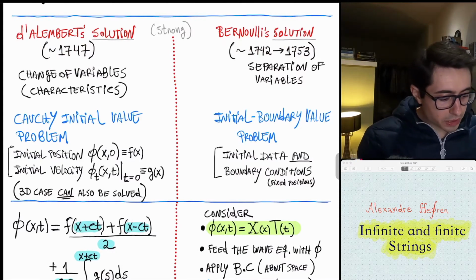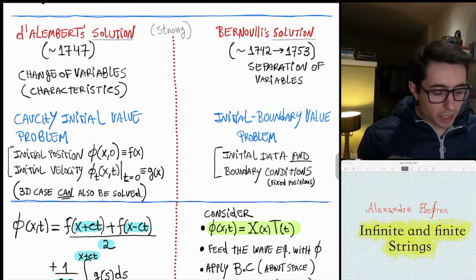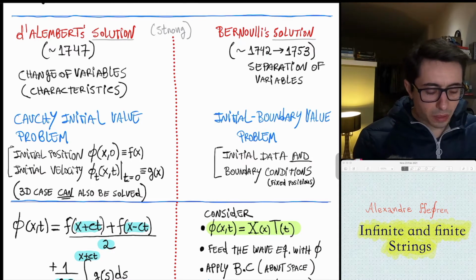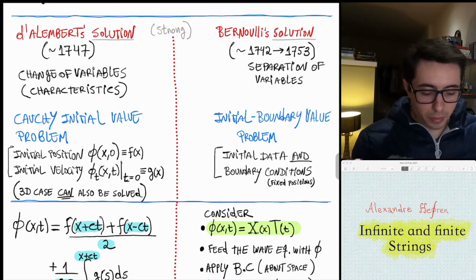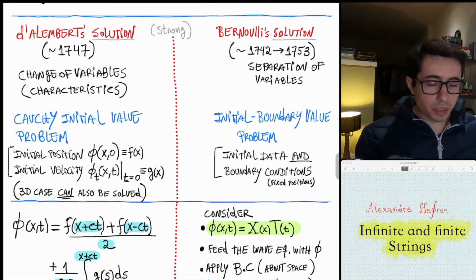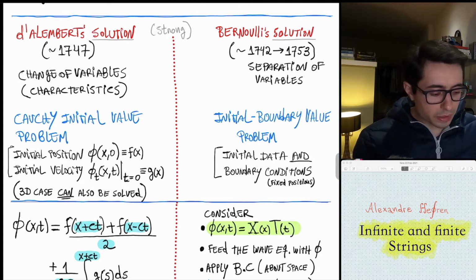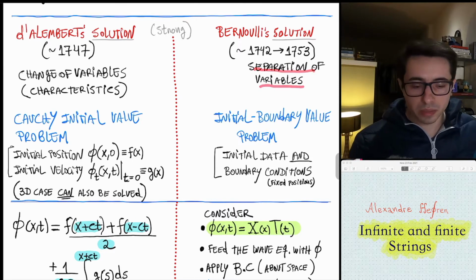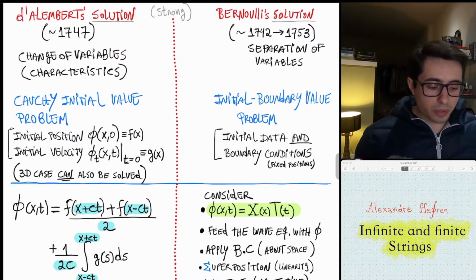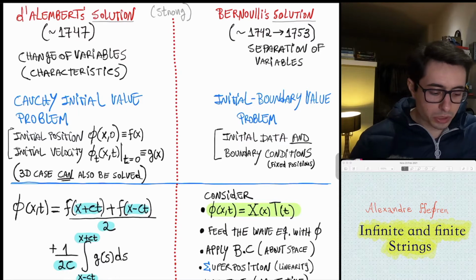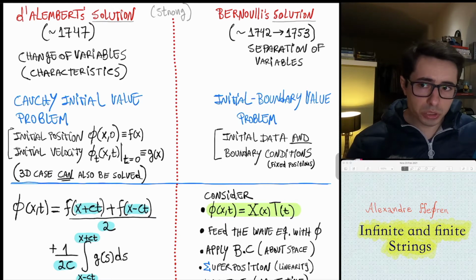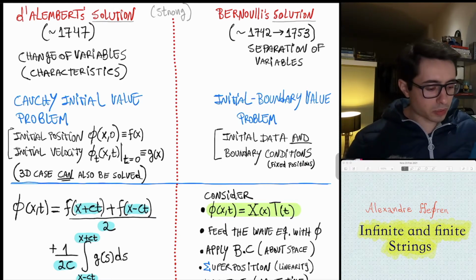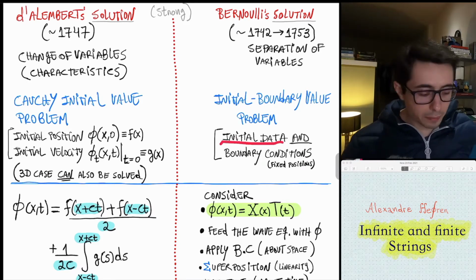And the difference here, you see there are a couple of years, and one is based on something called the change of variables, or it's also related to the method of characteristics in partial differential equations, and the other one is related to the separation of variables method. In the case of D'Alembert, it's usually more natural to apply it to Cauchy initial value problems, where we don't have boundary conditions. And in the case of Bernoulli, it is an initial boundary value problem, as we mentioned before, where we have initial data and boundary conditions.